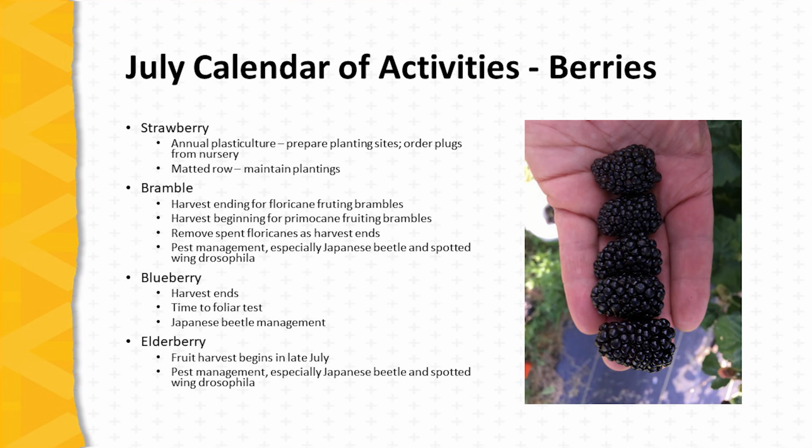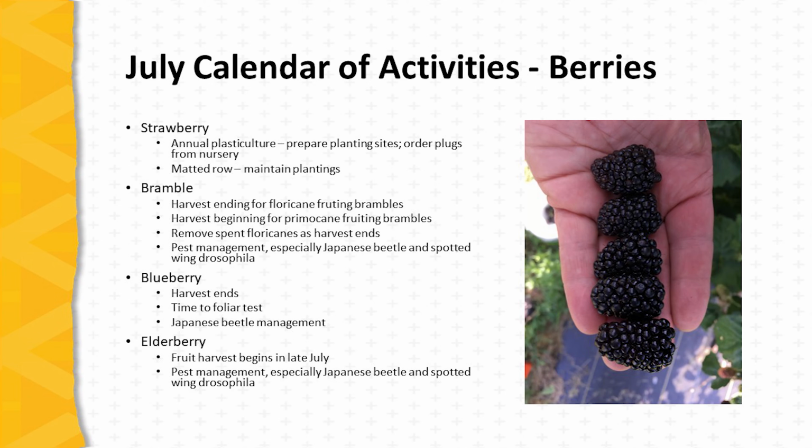For berries, looking at strawberries, annual plasticulture plantings, it's time now to prepare planting sites. And if you haven't ordered plugs from the nursery, you need to do that just as quickly as you can. The supply of plugs can be somewhat tight getting this late in the season. And for matted row strawberries, now is a good time to maintain plantings from the standpoint of watering and weed management. For brambles, the harvest season is ending for floricane fruiting brambles and just beginning for primocane fruiting brambles.